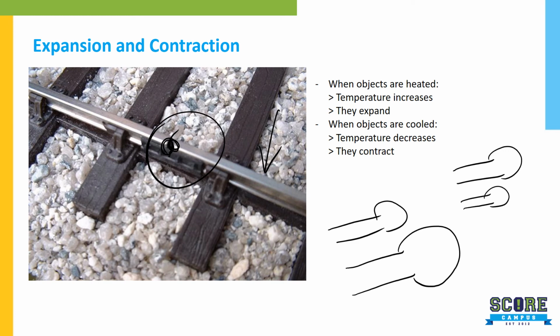So the reason why these gaps are here is because when these metal railings expand, they will not clash. If you imagine there are no gaps between the railings like this, when they expand, they will start to bend like that, right? This will cause a lot of disruption. This will cause damage to the tracks. So the gaps prevent this from happening.